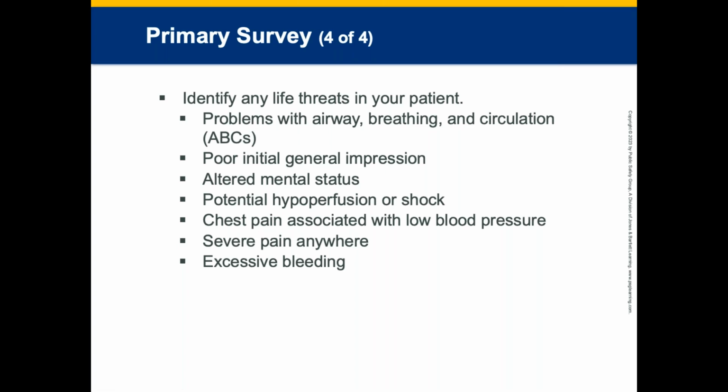We're going to look for any poor general impression. If they have an altered mental status, potential hypoperfusion or shock, looking at our vital signs. Also looking at history. Chest pain associated with low blood pressure. Severe pain anywhere. Excessive bleeding. So if the patient is unstable and there is a possible life threat, address the life threat and proceed with rapid transport. If the patient is stable and there is no life threat, you may decide to perform a thorough secondary assessment on scene after obtaining a patient history. That also includes vital signs.